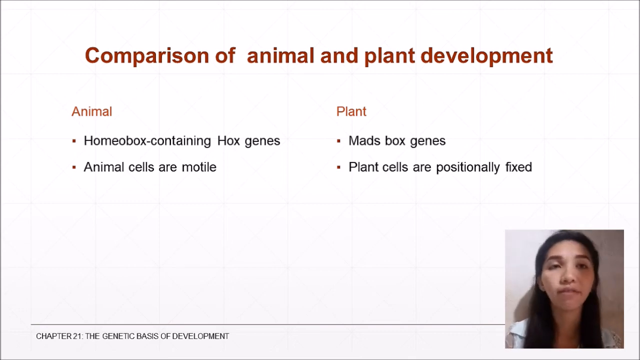The cell movement of animal and plant cells also differs, as animal cells are motile, meaning animal tissues can be folded and moved against each other, whereas plant cells are positionally fixed. Plant cells are rigid, made up of cellulose, which prevents movement of the plant cells and tissues.